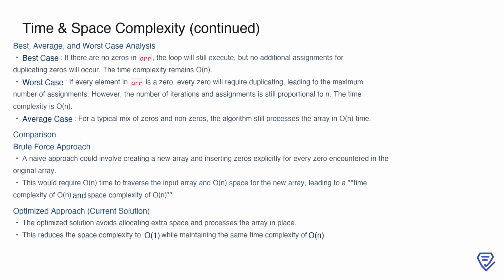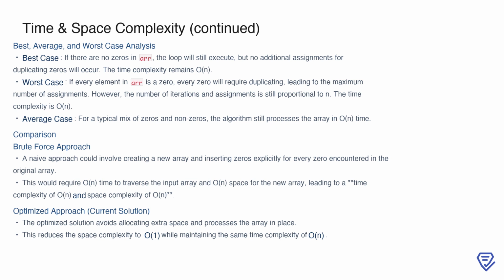Now, let's analyze the best, average, and worst-case scenarios. In the best case, where there are no zeros in the array, the loop still executes, but no extra assignments are needed to duplicate zeros. The time complexity remains O(n).